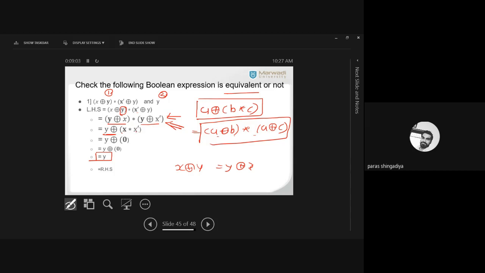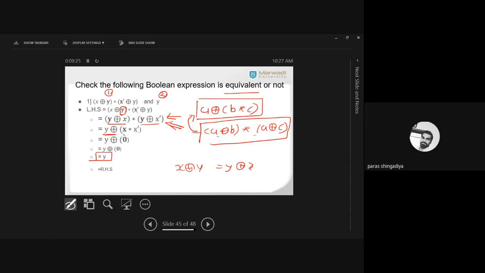Is it clear? Okay, we just use the distributive formula only. We used only one formula, there is no difficult term. First we arranged it in the form a star a ring sum b star a ring sum c form, and then after that it is equal to a ring sum b star c, so that is y ring sum x star x dash.